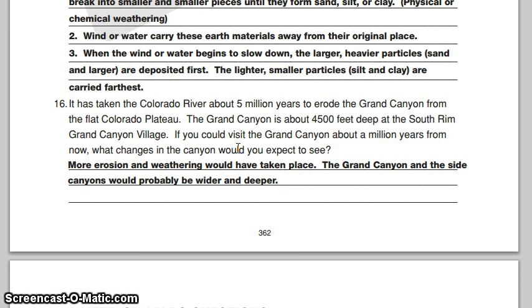In contrast to that, if we went back in time, we would expect the Grand Canyon to get smaller. It would be not as deep, not as wide, or shallower and narrower. So using that principle of uniformitarianism, we can predict what the Grand Canyon would have looked like at just about any time in its formation, or at least an idea of what it would have looked like.